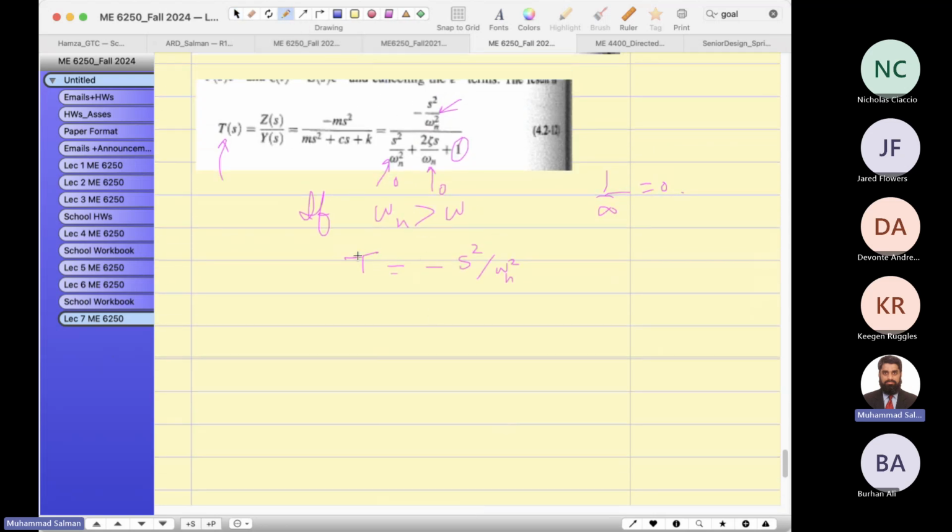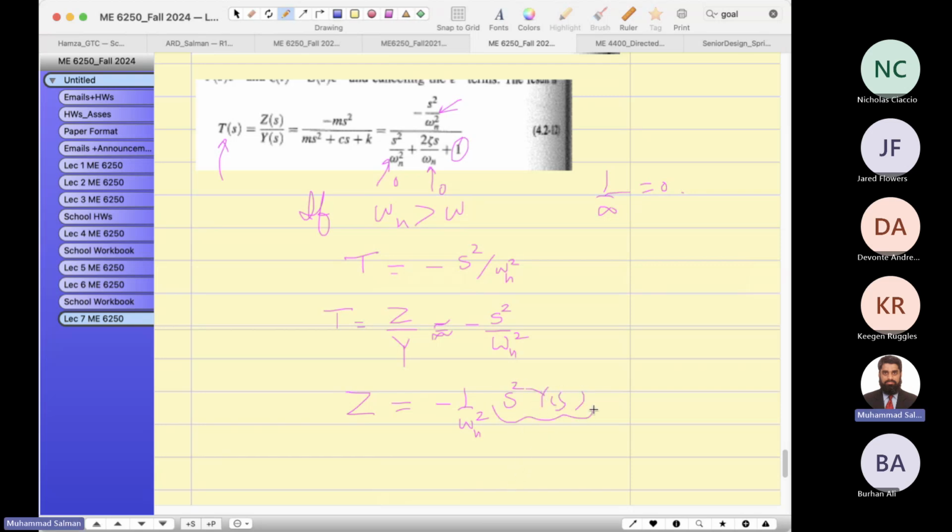So you're left with T equals, what is T equal to? Z over Y, which is equal to minus s square over omega n square. Approximately, I would say approximately, because we are assuming that omega n is very, very high. If you do the math, we are interested in Z. What is Z equal to? Minus 1 over omega n square, s square Y of s.